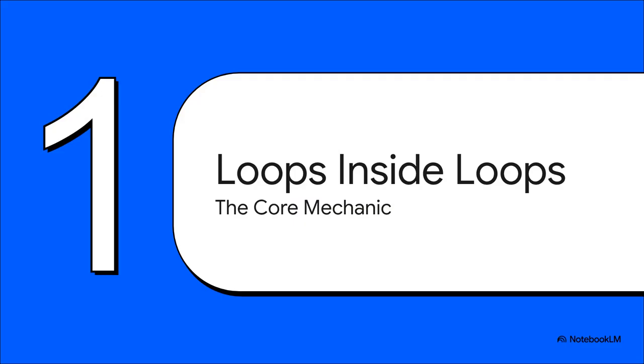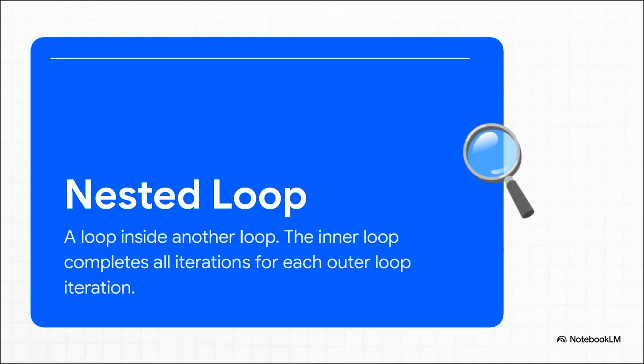We're starting with the absolute foundation, what a nested loop actually is, and maybe more importantly, how a computer thinks its way through one, step by painful step. So here's the official definition, a loop that runs inside another loop. But forget the jargon, it's all about that one crucial rule.